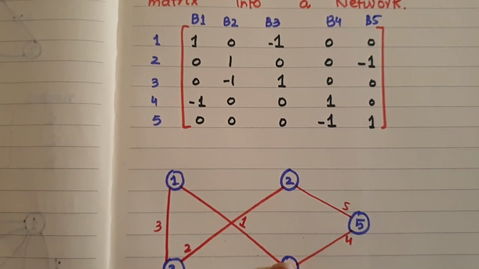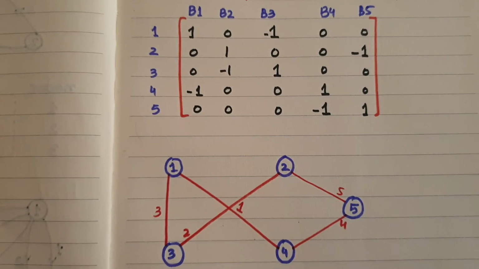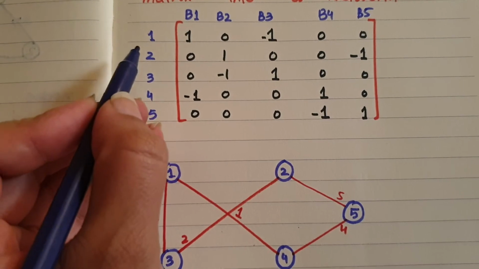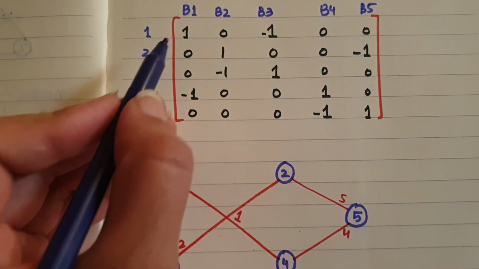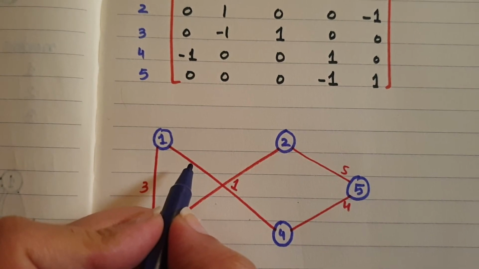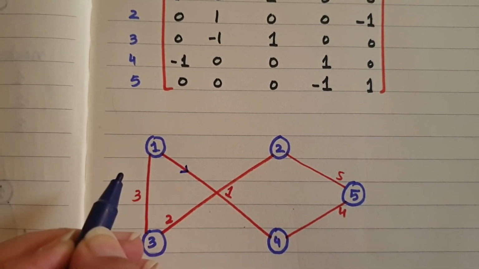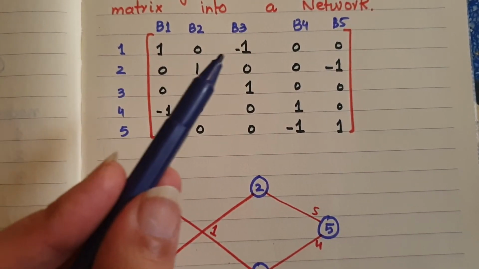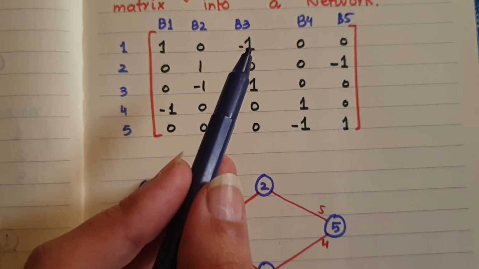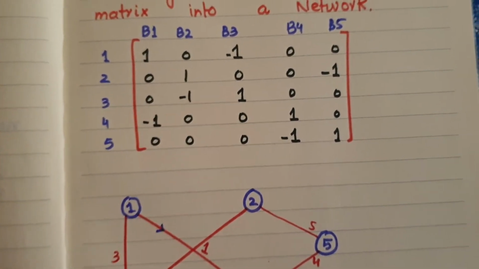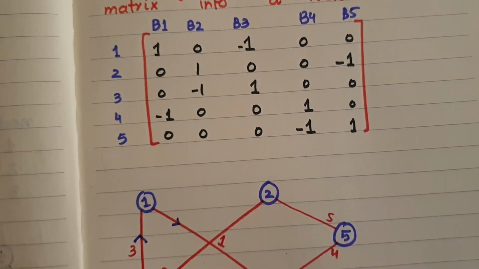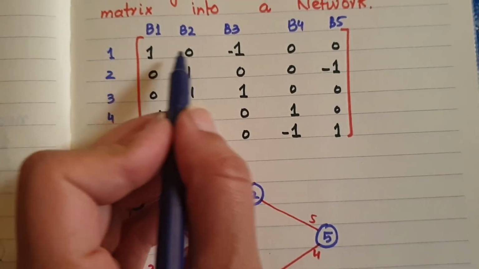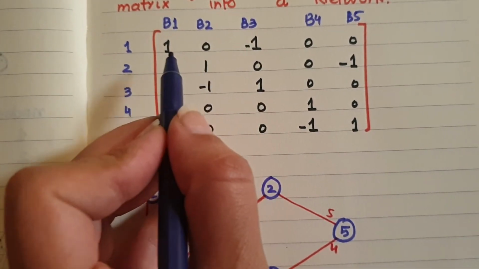The next step is to determine the directions of arrows. We can see at node 1, branch 1 is leaving because it has been marked as positive. So I will draw it like this. Similarly, the third branch at node 1 is entering. So that's why I will draw it like that. Similarly, we could only determine the direction of two branches from the given information.